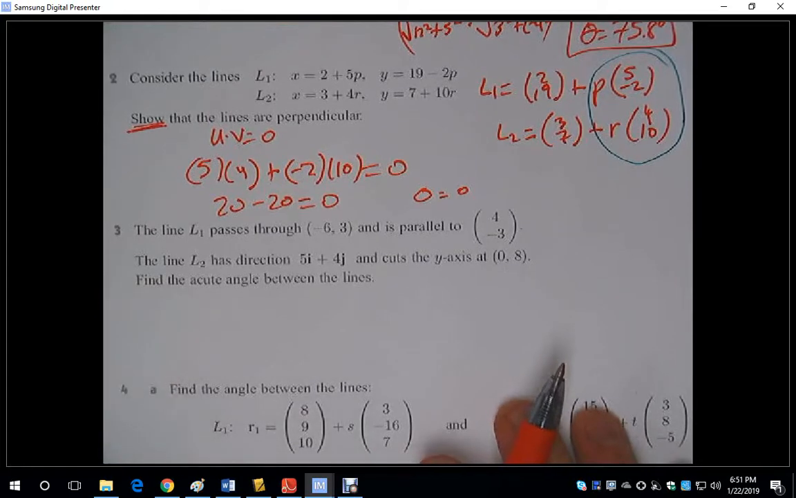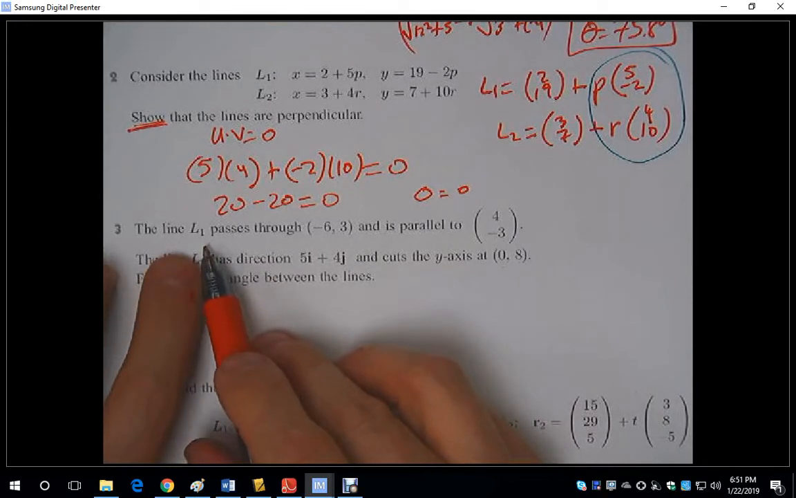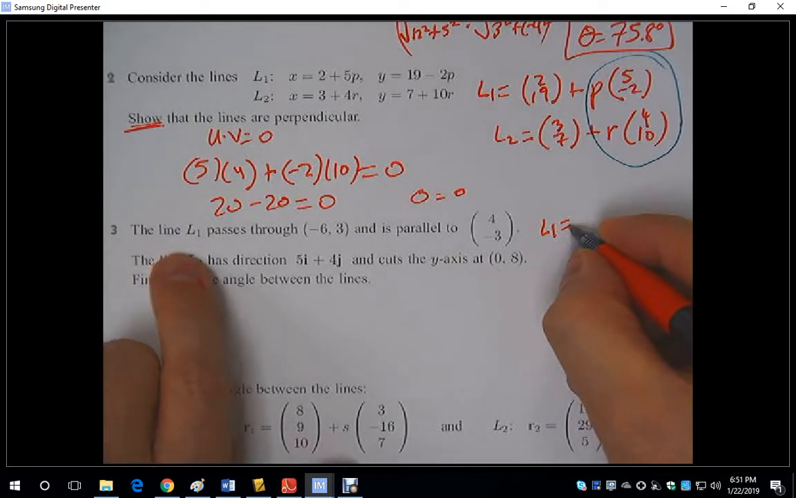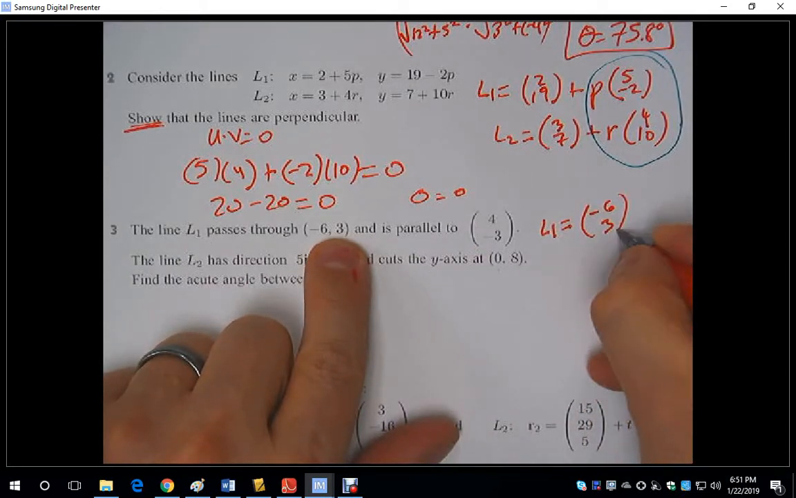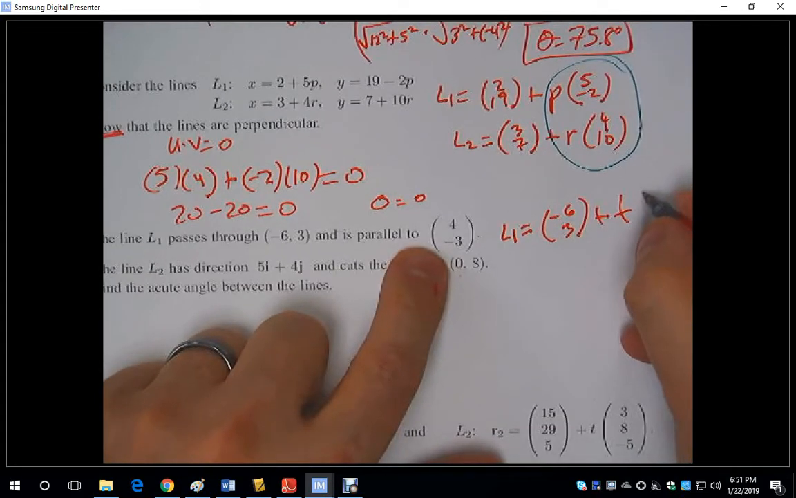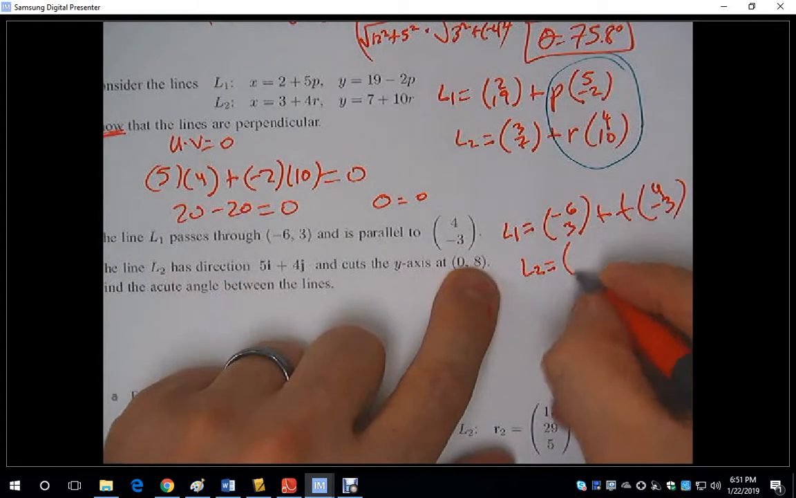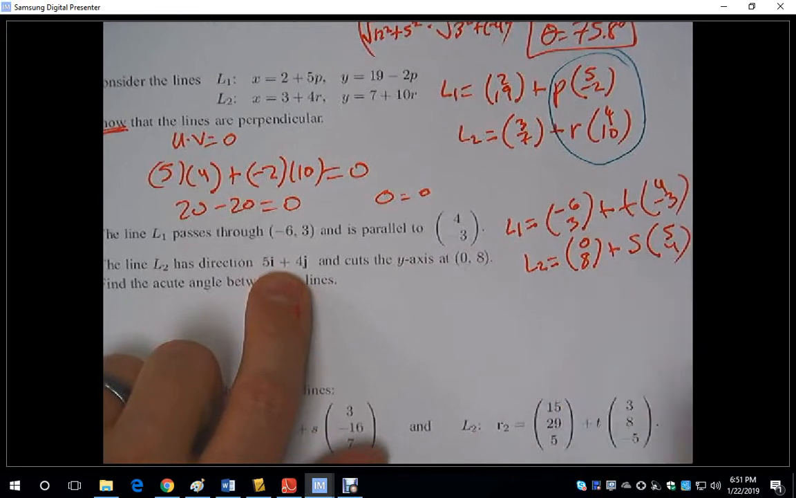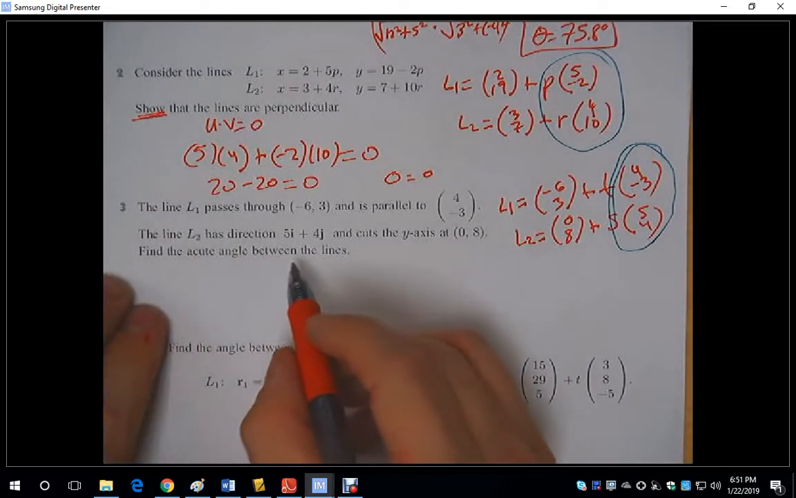Let's look at number 3. Now, I have two different lines here. We have L1, which looks like it's parallel to (4, -3), so that's going to be my direction vector. So I have (-6, 3) plus t times (4, -3). And then L2 is (0, 8) plus s times our direction vector of (5, 4). The only thing that matters when it comes to angles is our direction vectors. So I want to find the acute angle between these two lines.